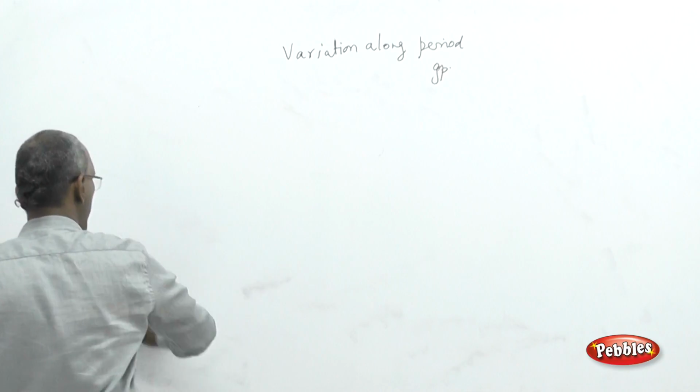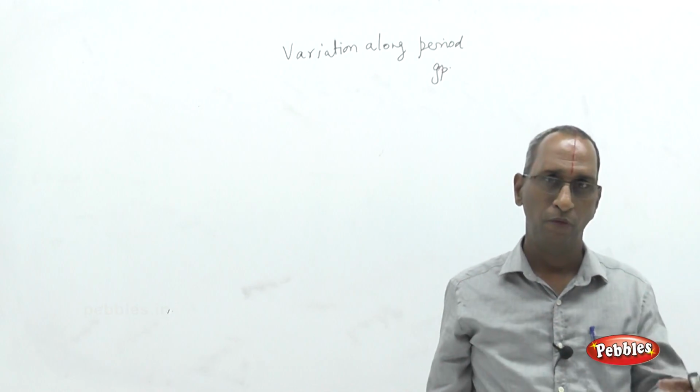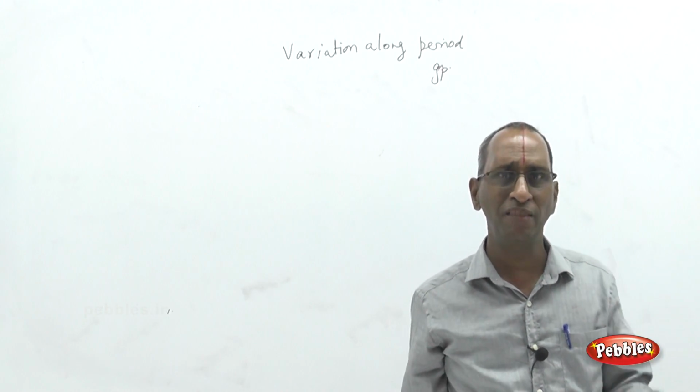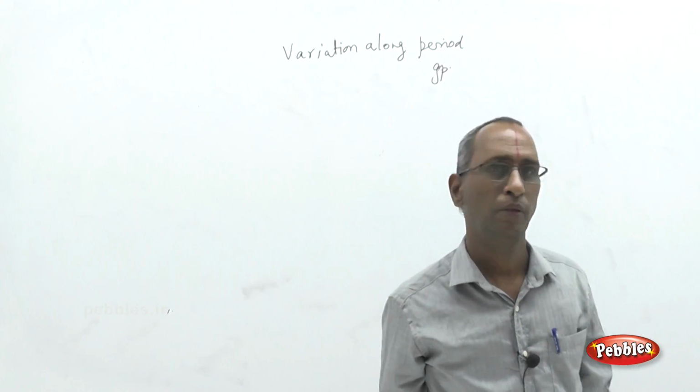Now lastly we can see the concept of electronegativity, Pauling's terms, its variation and its influence on other properties, in due course.